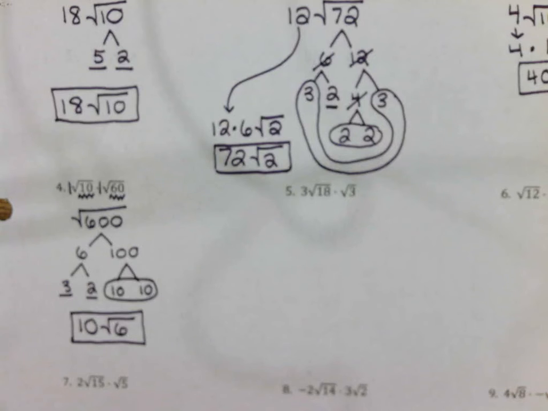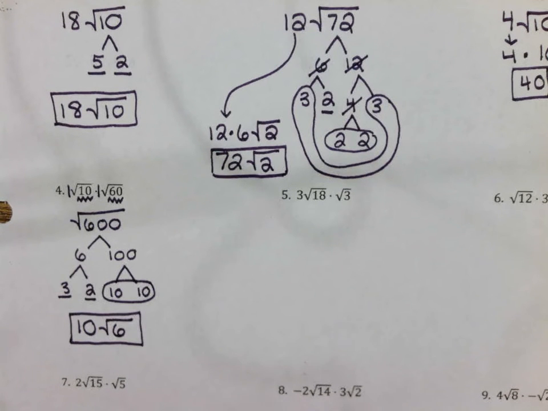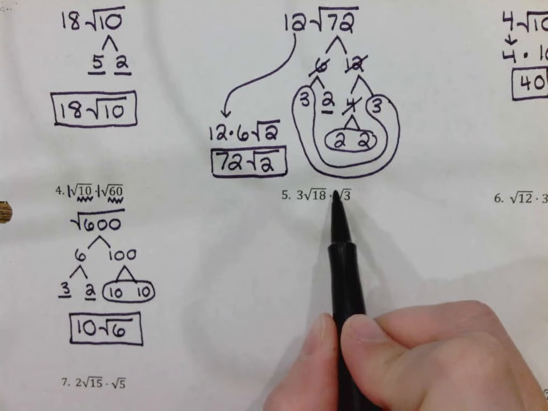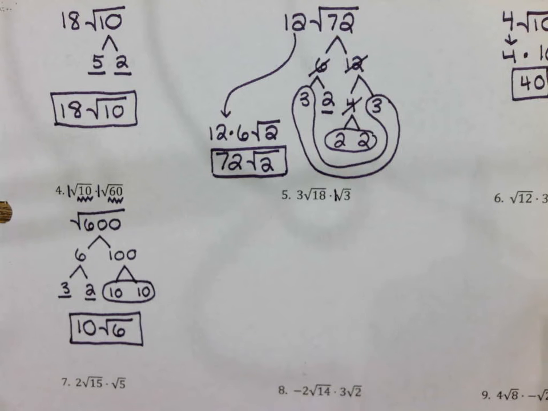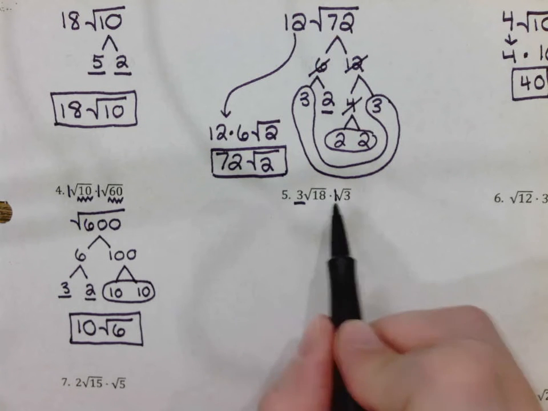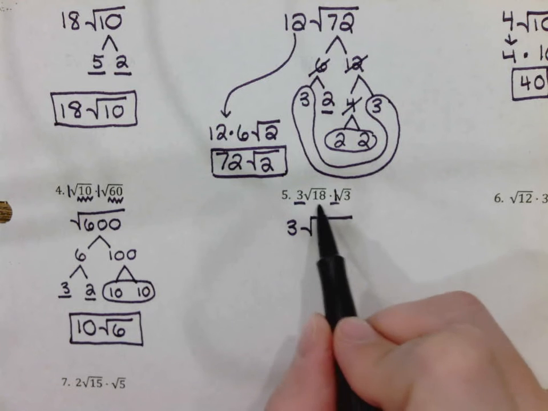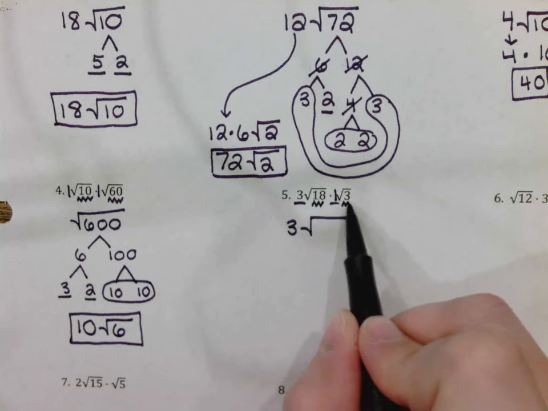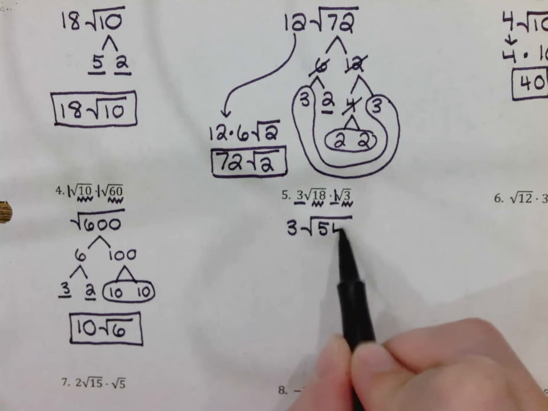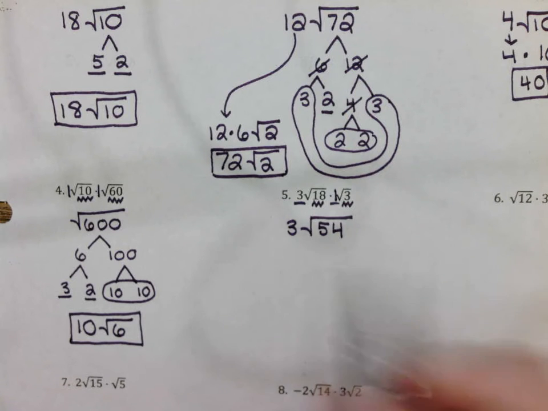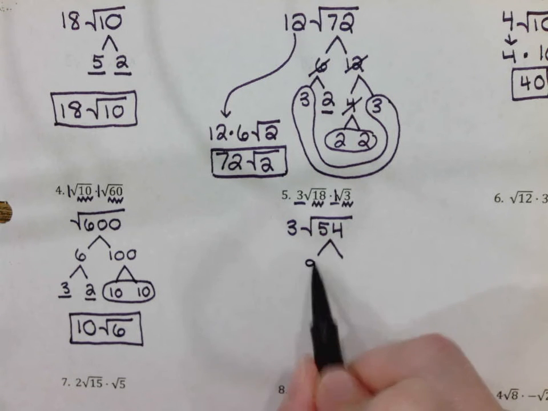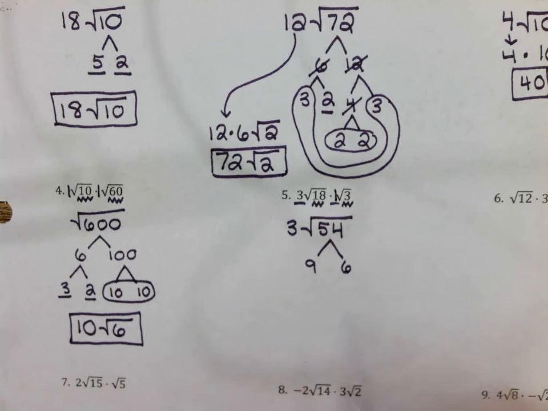All right, so for number 5, let's see. There's no coefficient here, so it's understood to be a 1. So 3 times 1 gives us 3. You may need a calculator for this. 18 times 3 is going to give us 54. And that's a pretty big number. I think we can simplify that. So two numbers that multiply to give us 54, we can use 9 and 6.